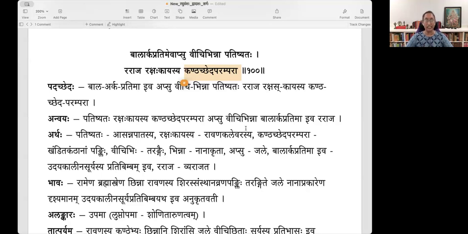So apsu patishyataha, as it was going to fall into the water, it was looking like the Udaya Surya.